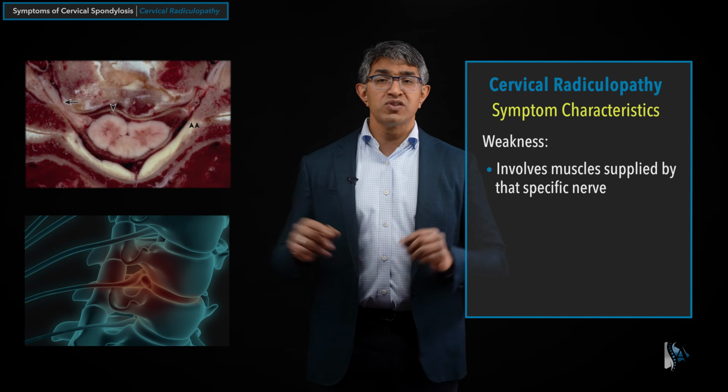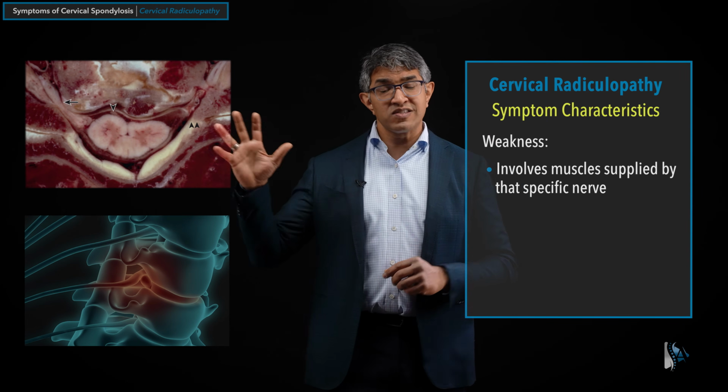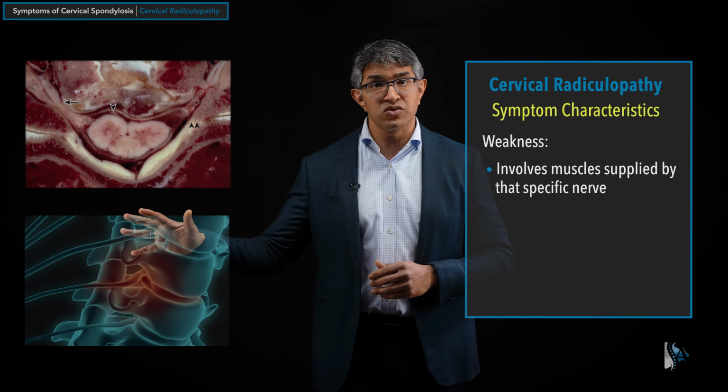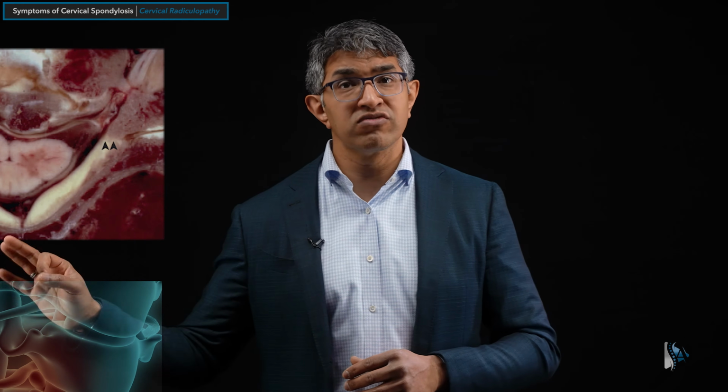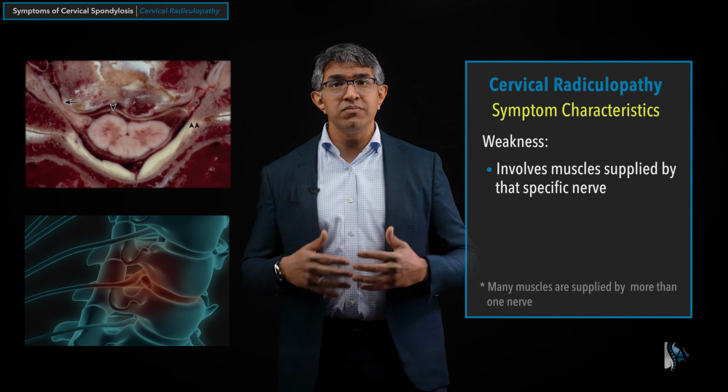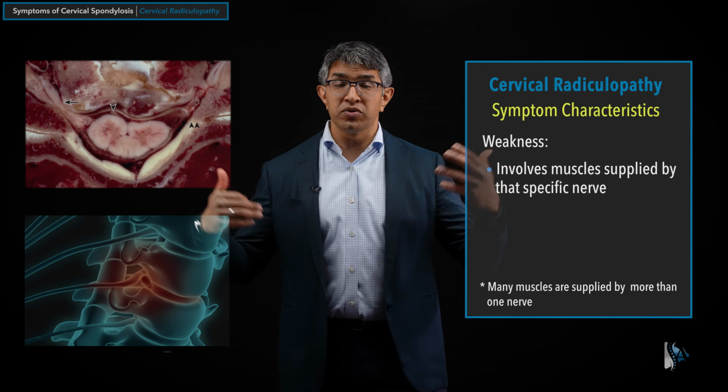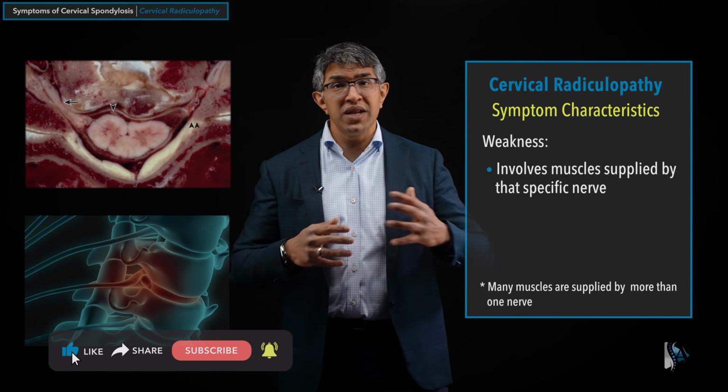So imagine for a second that a nerve is a conductor. It sends signals from the brain down to specific muscle groups or specific muscles. If not all the signals are making it through, whatever muscles that nerve goes to will exhibit some form of weakness. Now, it's interesting that many muscles get innervation from multiple different nerves. So you may not be complete.